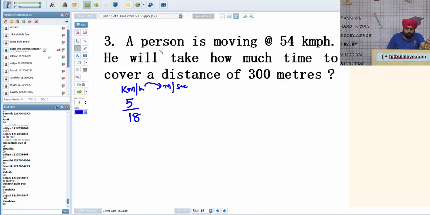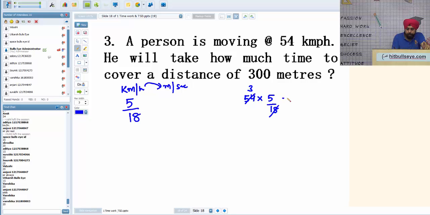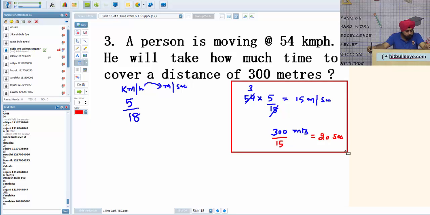So let's solve it, students. The speed was given to be 54 km per hour. So into 5 by 18, you can see the speed happens to be 15 meters per second. You have a distance of 300 meters, and if you want to cover the distance with a speed of 15 meters per second, the time will be equal to 20 seconds. Right, students? So it is 20. I hope you all are clear.